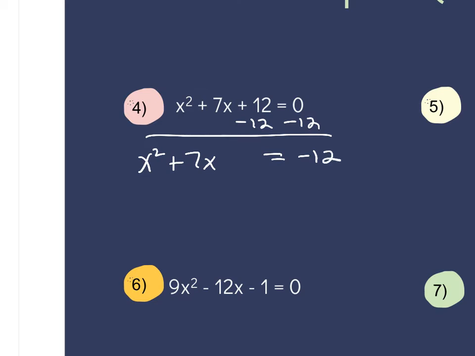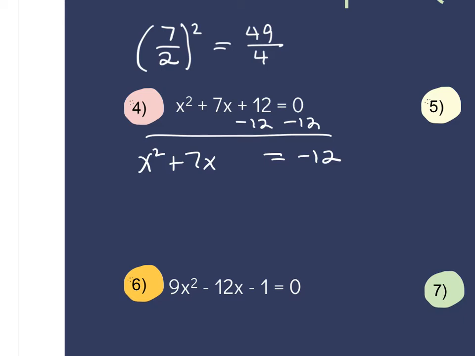And now take the b term, divide it by 2. So 7 over 2. I'm not going to divide this and get 3.5. I'm going to leave it an improper fraction. I'm going to square it though, so I know what to add to the -12. 7 squared is 49, 2 squared is 4.